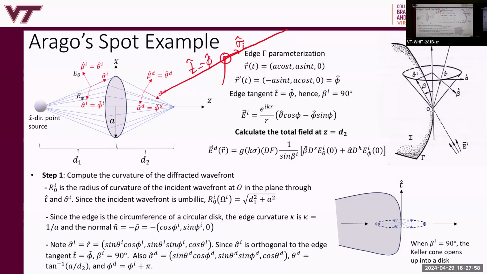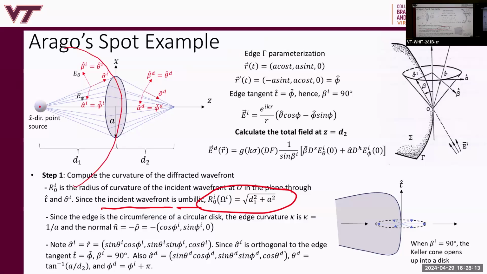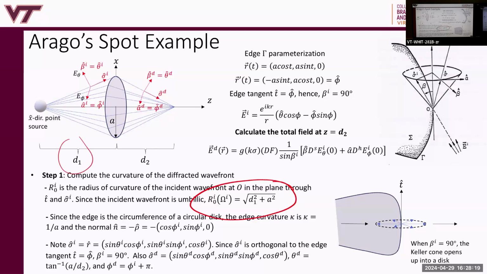So the radius of curvature in that plane, obviously for an incident wavefront that's spherical, it's umbilic. Therefore, the radius of curvature is the radius of the sphere that goes from this point through that, which is nothing but this ray. And that is the square root of d1 squared plus a squared. So this is d1 here, and this is a. So this distance, L1 for example, is the square root of d1 squared plus a squared.